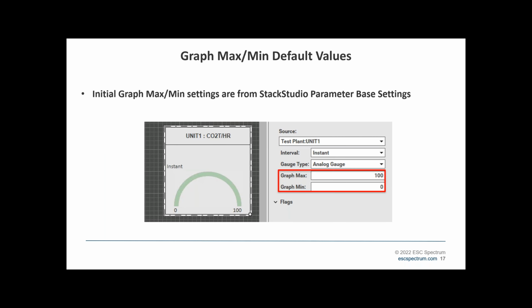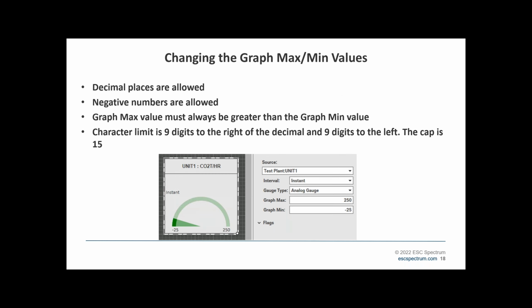Initial graph max and min settings are from the Stack Studio parameter-based settings. Decimal places and negative numbers are allowed. The max value must always be greater than the min value. The character limit is 9 digits to the right of the decimal and 9 digits to the left. And multi-select edit is not supported.